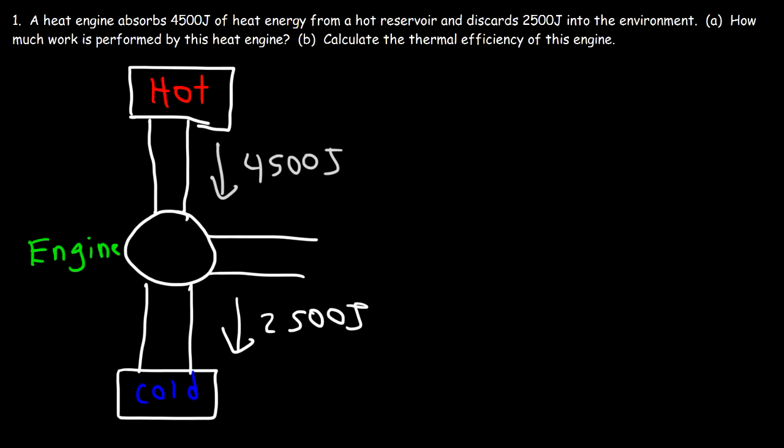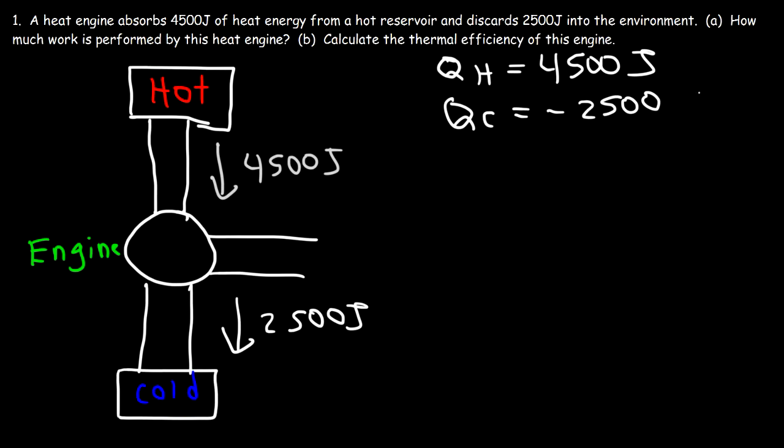Well, we need to know what the variables are in this problem. QH is the heat energy absorbed by the engine per cycle. So that's positive 4,500 joules. It's positive because the system, the engine, is absorbing heat energy. QC is negative 2,500 joules. It's negative because the system releases heat energy into the environment. And the mechanical work is the sum of these two values.